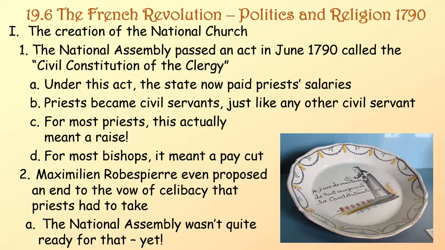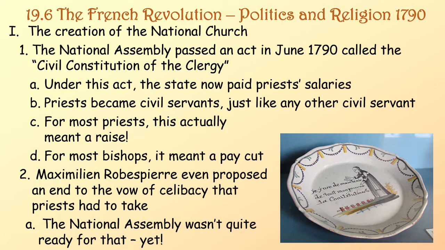The creation of the National Church. The National Assembly passed an act in June 1790 called the Civil Constitution of the Clergy. And under this act, the state now paid priests' salaries. Priests became civil servants just like any other civil servant. For most priests, this actually meant a raise. For most bishops, it meant a pay cut.